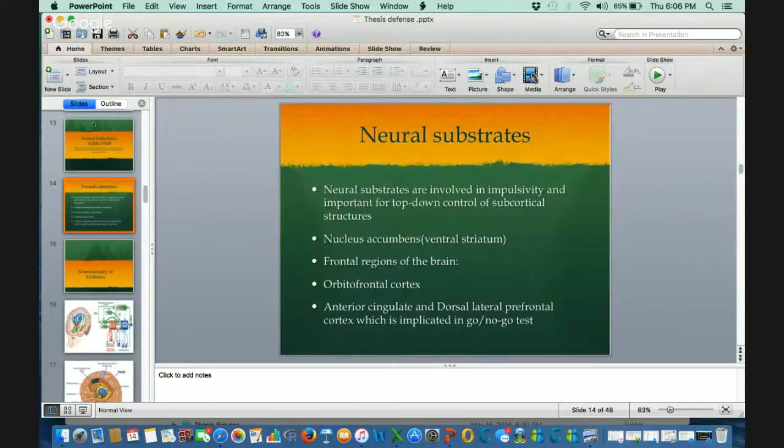As we know, we use the front part of our brain and it processes all the way through and back up again. These are the nucleus accumbens, the ventral striatum, and also the frontal regions, as we mentioned, the prefrontal cortex. One other is the orbitofrontal cortex, anterior cingulate, and dorsolateral prefrontal cortex, which are actually implicated in the go/no-go test.